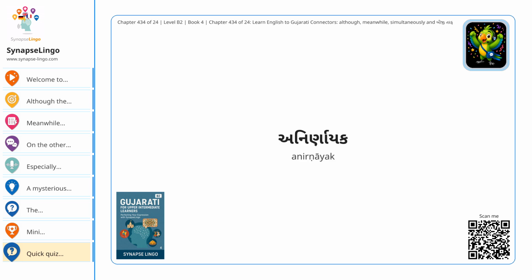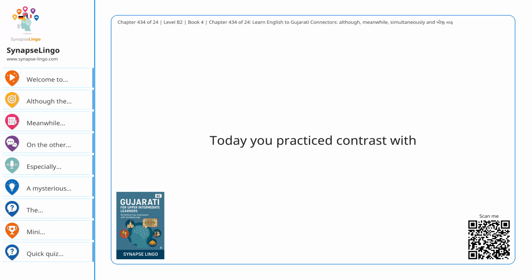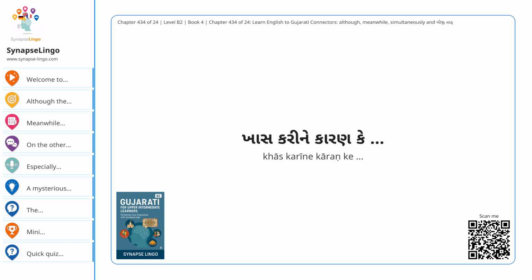Answer: અનિર્ણાયક. Friendly wrap up. You did great. Seriously, even if your brain feels full of tea, connectors, and one confused squirrel, that is progress. Today you practiced contrast with છતાં કે and જ્યાં કે. Connection with वो भी. Emphasis with ખાસ કરીને કારણ કે. Time with દરમિયાન and એકસાથે. Comparison with બીજી તરફ. And description with અનિર્ણાયક.